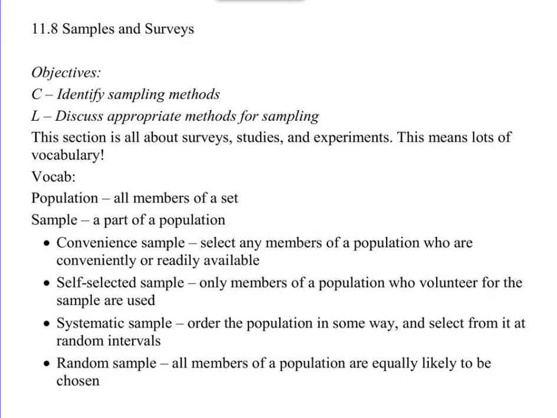Population is all the members of a set. So the population of the school would be all the members or all the students that are in this school. A sample is a part of the population. So if you're taking a sample, you're not looking at the entire population. You're just selecting a sample of people, not everybody in the population. If you took everybody in the population, then it would just be the population, not a sample.